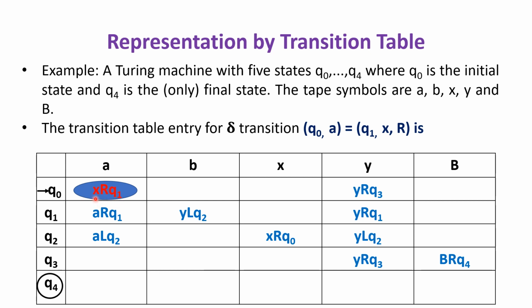X R Q1, where X represents the change of the symbol pointed by the read-write head in the tape, R is the direction of movement of the read-write head, left or right, and Q1 is the next state or change in the state. So this is how we represent one single transition in the transition table. Similarly for all others.